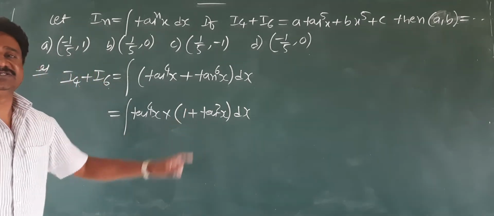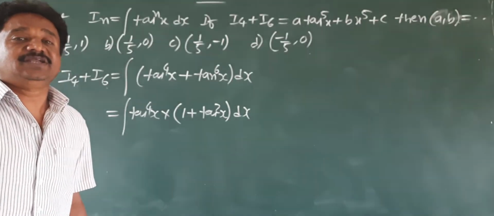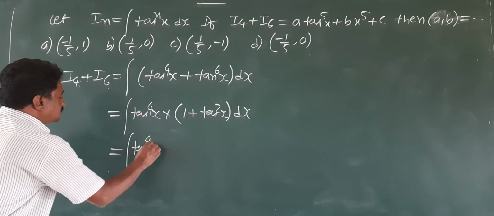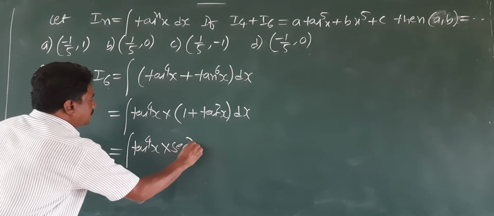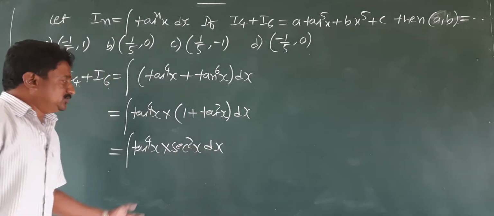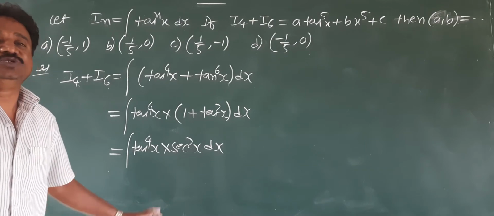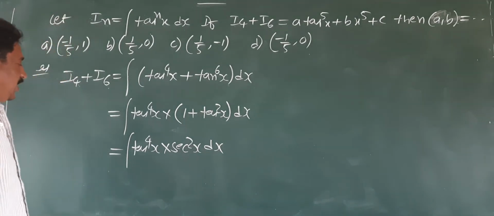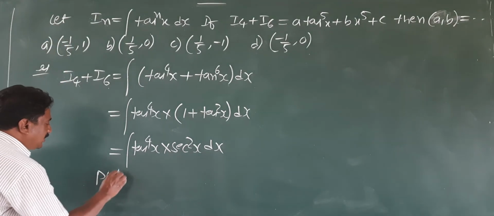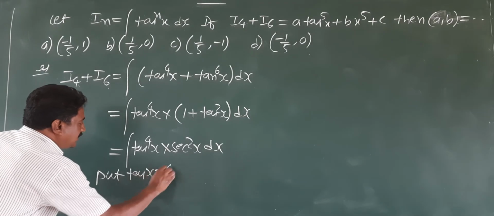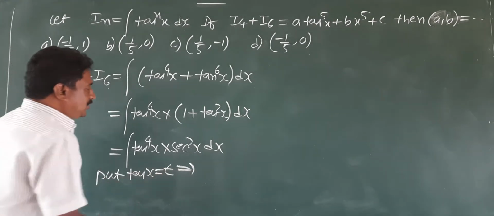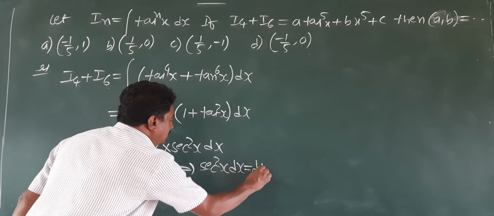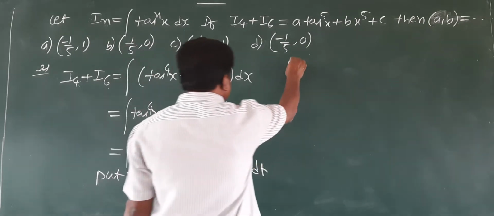What is 1 plus tan square theta? 1 plus tan square theta is secant square theta. So it is tan power 4x into secant square x dx. This is a simple integral, and it can be solved by using the substitution method. Put tan x equals t. This implies the differentiation of tan x is secant square x dx, so dt.